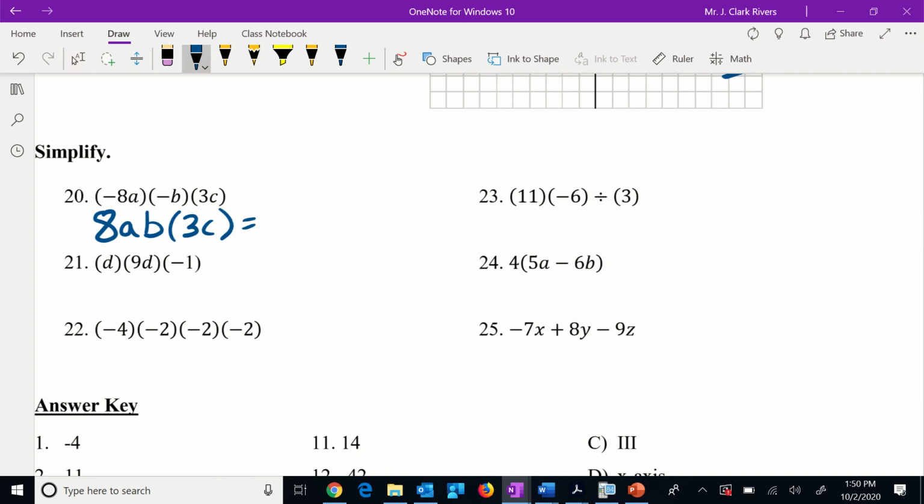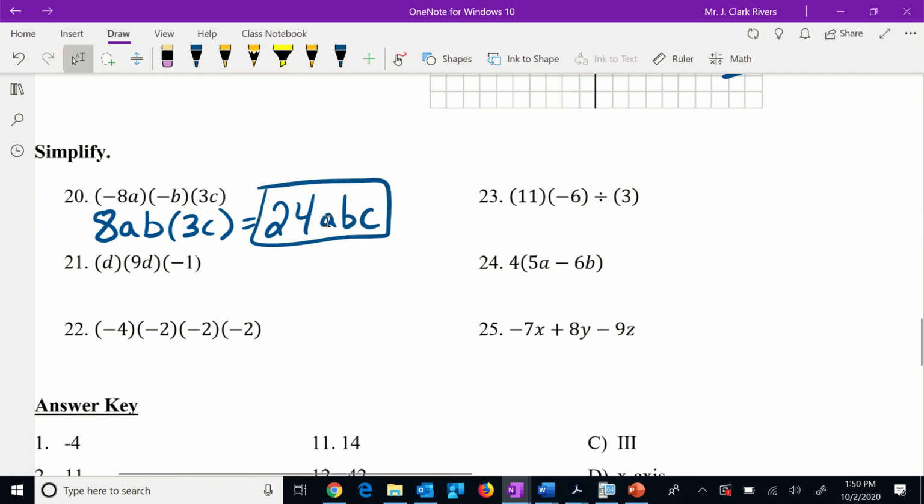What's a positive times a positive? It's a positive. What's 8 times 3? 24. A times b times c. Do you think the order of these matters? If you have 24bca, is that okay? That is okay. Due to the commutative property, we can change up the order of multiplication. So if you don't have exactly 24 times a times b times c, that is okay.